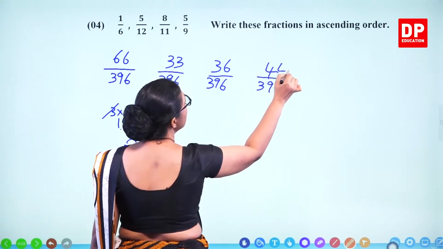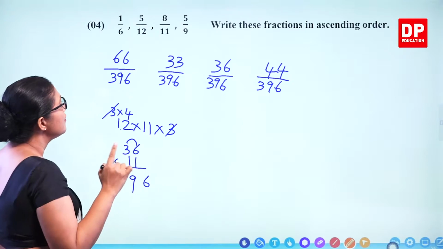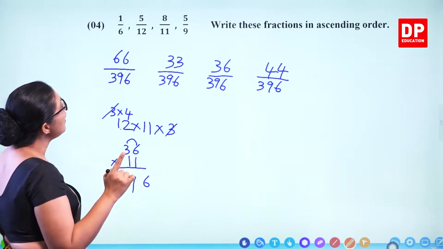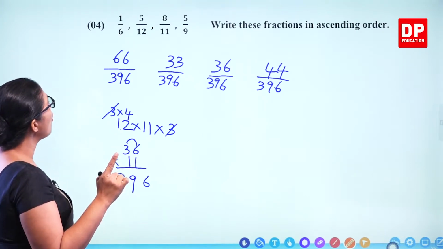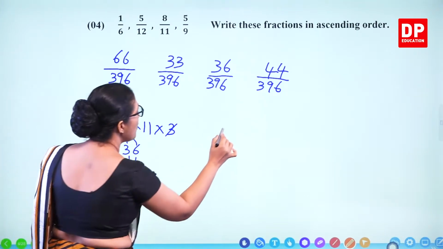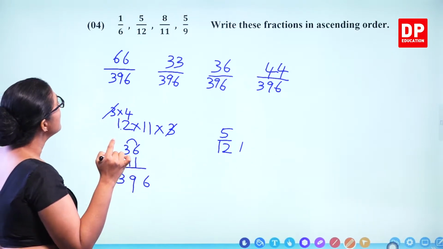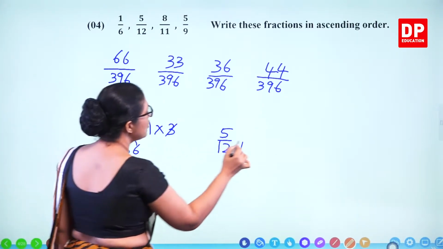Now you can write down smallest to largest. The one which has the smaller numerator is the smallest one. 5 over 12. Then 36, that's 8 over 11.